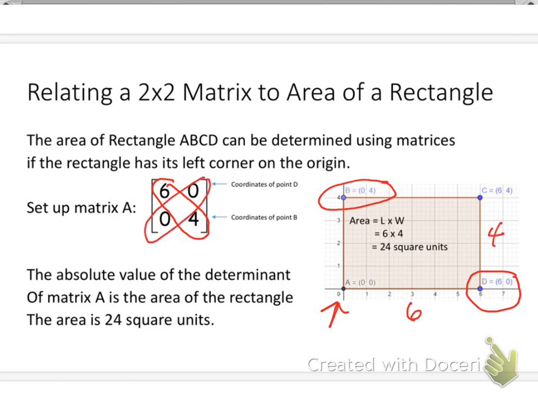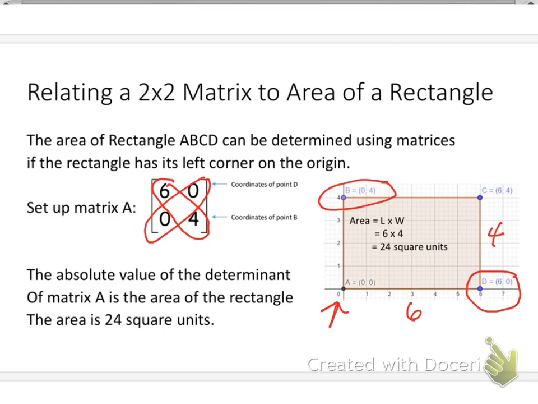The key is area has to be positive, so you're going to take the absolute value of your determinant. In this case, our determinant was positive anyway, so we didn't need to worry about the sign. But should your sign be negative, you will take the absolute value of that sign, and that will give you the area of your rectangle. In the textbook, they do this with a parallelogram. That also has a corner at 0, 0. You may want to just look at that if you want to see another example of this kind of information.